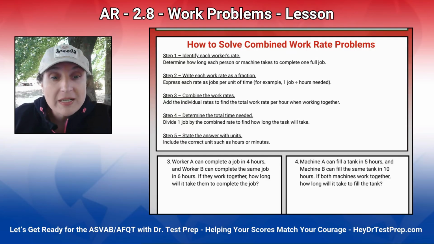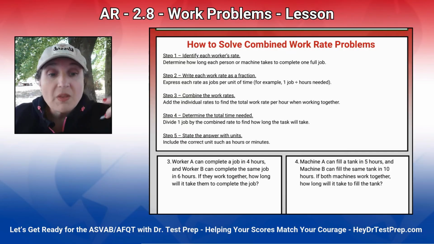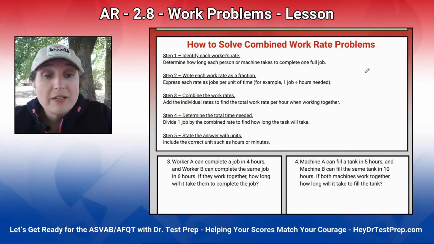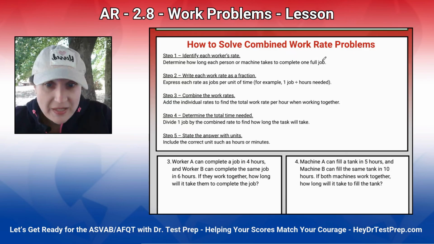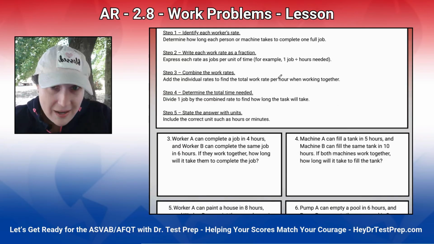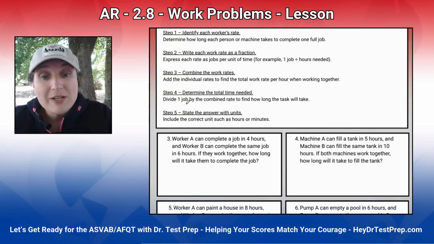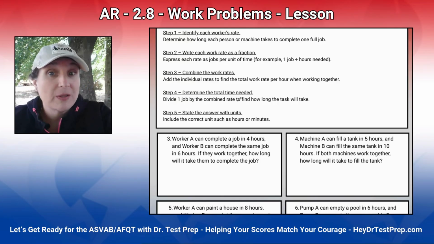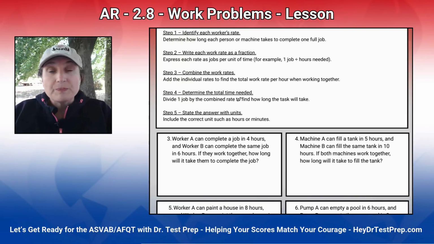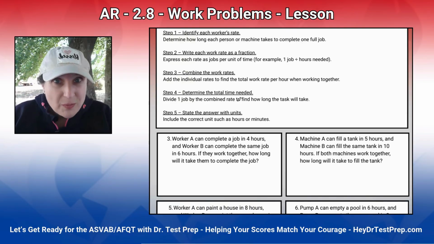So determine how long it takes each person to do one full job. Determine what their rate is, which is one job takes how many hours. That's step 2. Then we're going to add the rates up. Then we're going to take one job divided by their common rate, which goes back to that keep, change, flip from the fractions. So it looks complicated, but we got this.